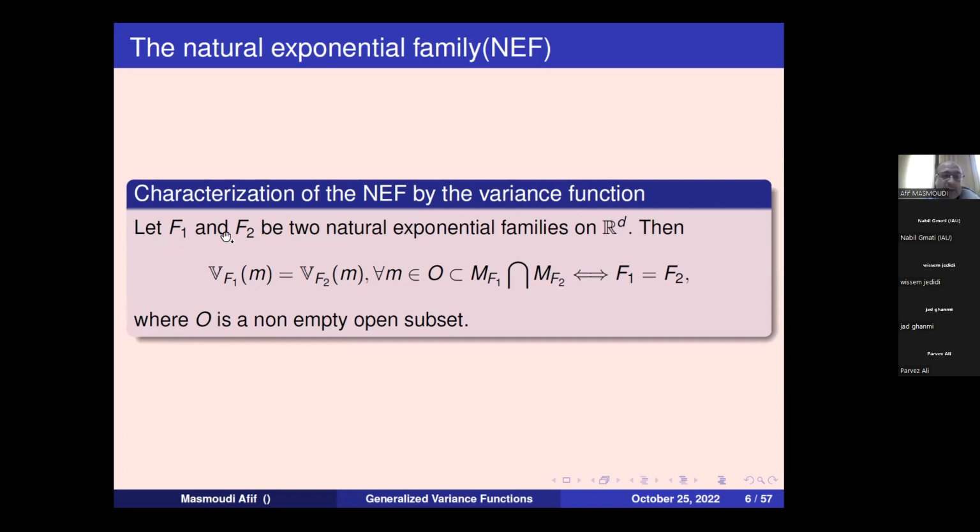Let F1 and F2 be two natural exponential families on RD. Then VF1 M equal to VF2 M for all M in a non-empty open subset O of the intersection, if and only if F1 equal to F2.